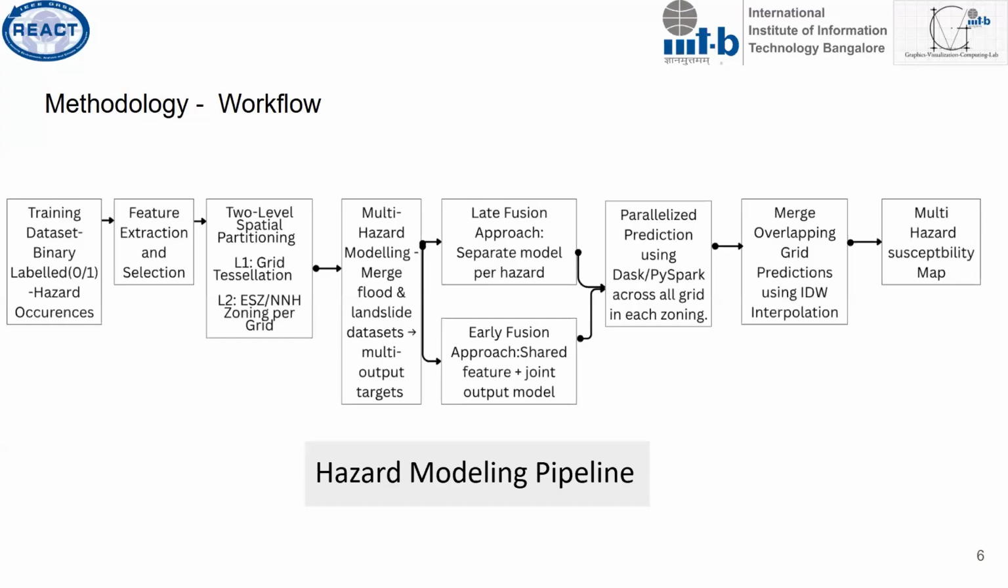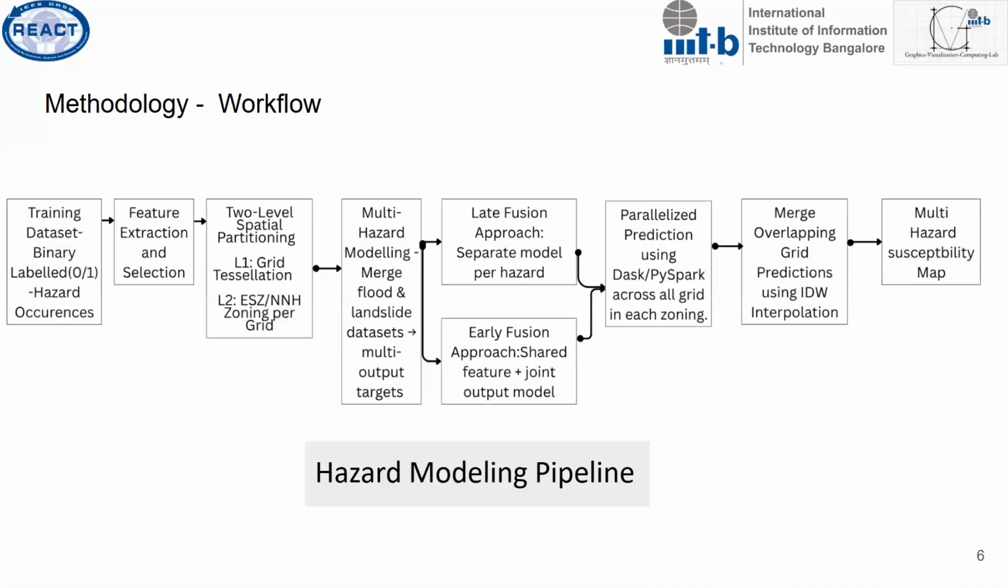So here, as per my proposal, we are doing two approaches, late fusion approach and early fusion approach. The late fusion approach, which is in most of the existing studies, we are modeling individual hazards separately and finally fusing the maps together. We're not considering the correlations or the uncertainties of cascading effects of multiple hazards in the late fusion approach.